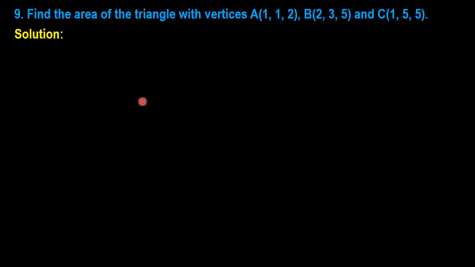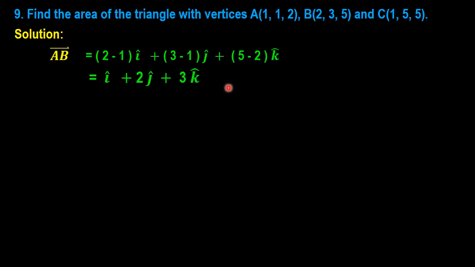So first we have to find the side AB, that is AB vector, and then BC vector. Then we find the cross product of AB and BC, and at last we find the magnitude and multiply by half to get the area of the triangle. So first let me find AB vector. AB equals (2 minus 1) i plus (3 minus 1) j plus (5 minus 2) k, which will be i plus 2j plus 3k.